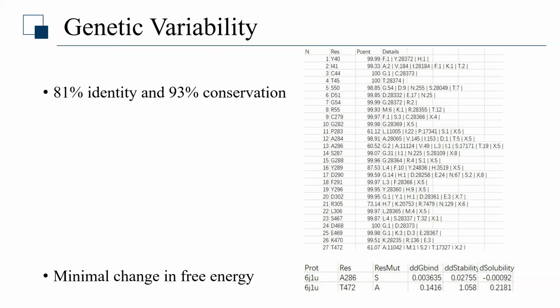However, genetic variability is observed at positions A286 and T472. We evaluate the effect of genetic variation at these positions, and the result shows minimal change, less than 2, in free binding energy. So mutations at these non-conserved sites of the FA6005 binding pocket are likely to have very minimal impact on ligand binding.